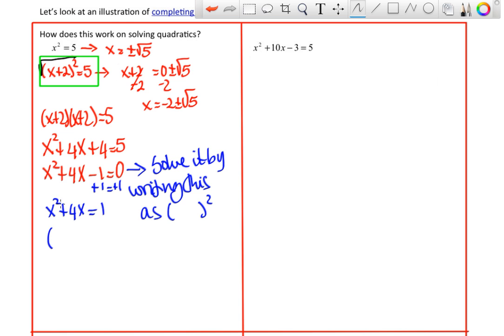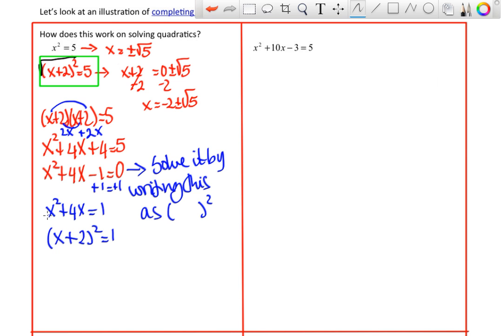Well, I want this then to be x plus something squared equals 1. So what number do I need here so that when I FOIL it you get 4x? Well, keep in mind that the 4x came from 2x plus 2x, so the same thing twice. So the thing here, if you want that to be a 4, has to be a 2.